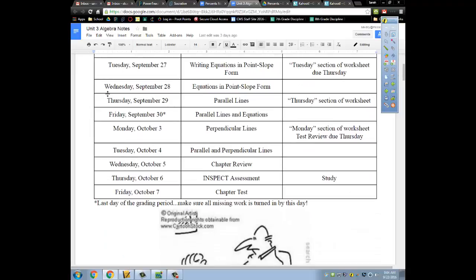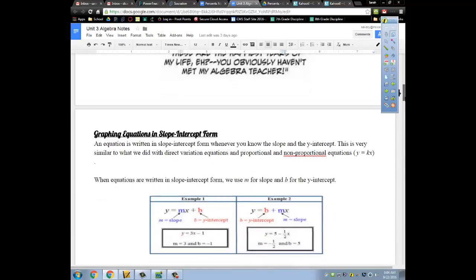You want to make sure you're aware that Friday, September 30th is the last day to get any missing stuff turned in. It's also the day that your extra credit and your test corrections are due. Thursday, October 6th, we will be taking an inspect test, which is through Pivot. We practice that a little bit in class. This is the test that's replacing Acuity, so think of it as taking Acuity. And then your test for the chapter will be Friday, October 7th.